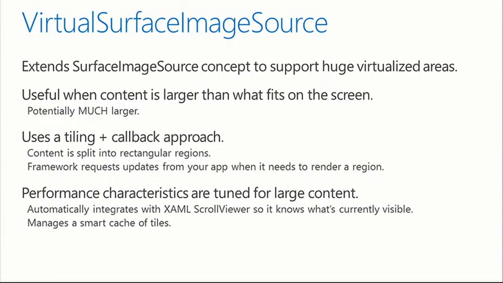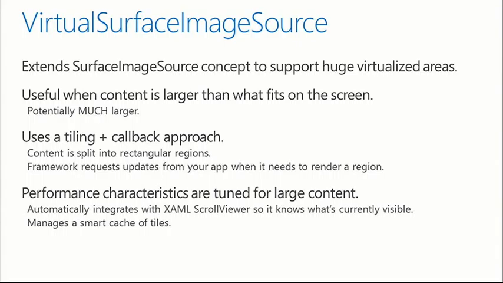So the way we do this is with a tiling and callback approach. So we split our content into rectangular regions that we have just called tiles. And the framework actually requests updates from your app when it needs to be able to draw one of these regions, again, because it's coming onto the screen for whatever reason. So the performance characteristics of this type are actually tuned specifically for large content. So this is, again, your giant maps and documents and things like that. So these are times when you might want to integrate with the XAML scroll viewer control, which gives you the scrolling and zooming behavior.